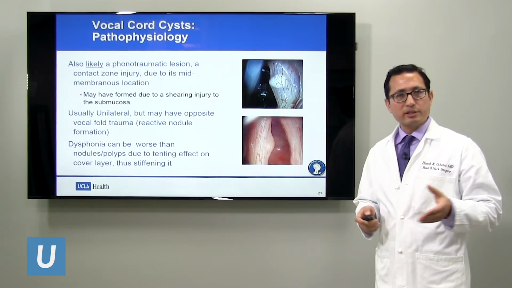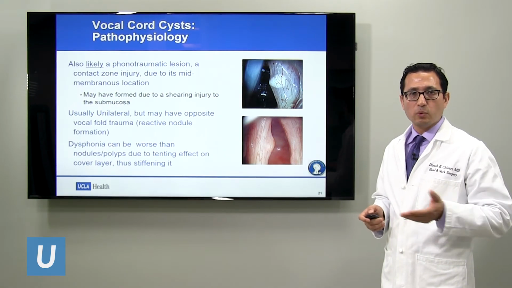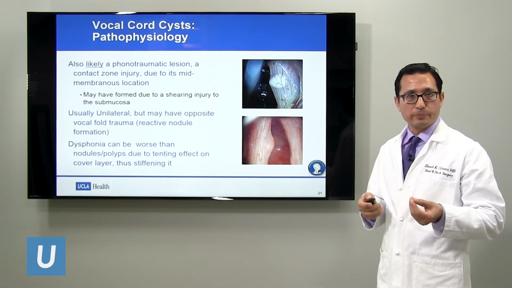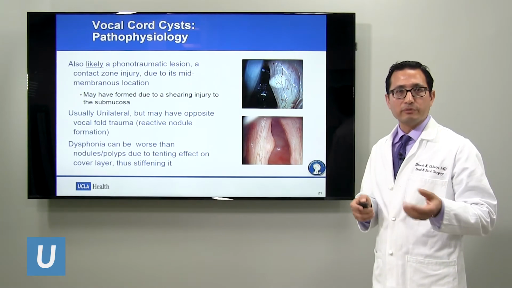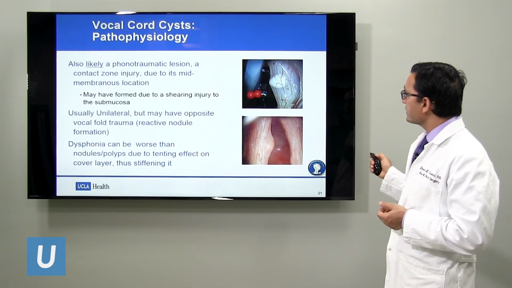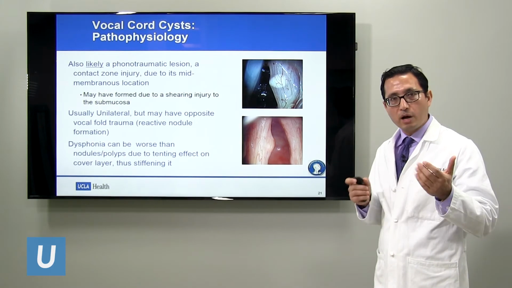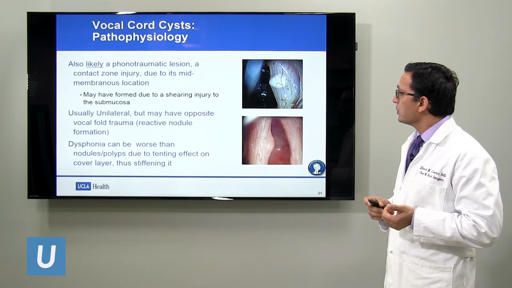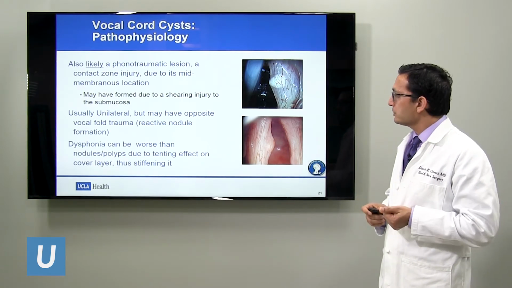So often I'm asked, where did the cyst come from? And it's actually not very clear what causes these cysts to grow. However, we do think that there is some phonotrauma involved, particularly because they are almost always present in the middle of the vocal fold, where you would see most of the trauma to the vocal folds. So we think that maybe it's due to some type of shearing injury to the vocal fold.